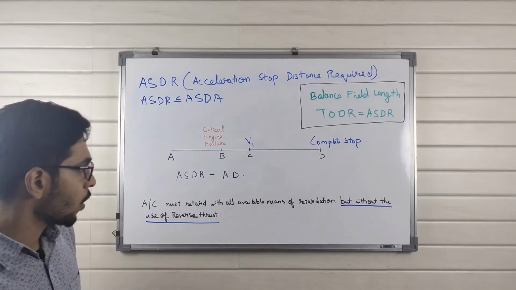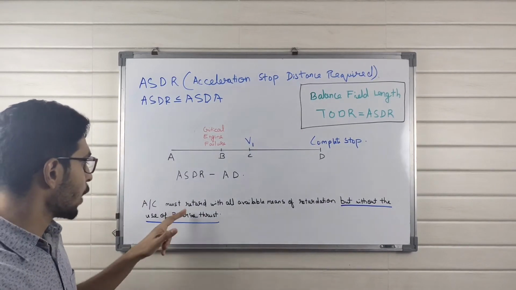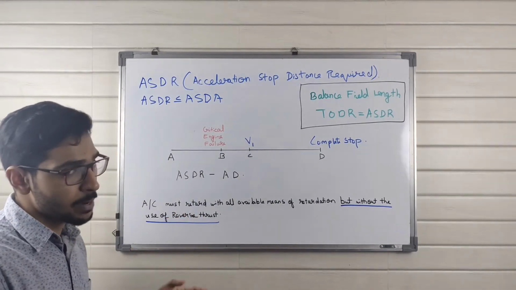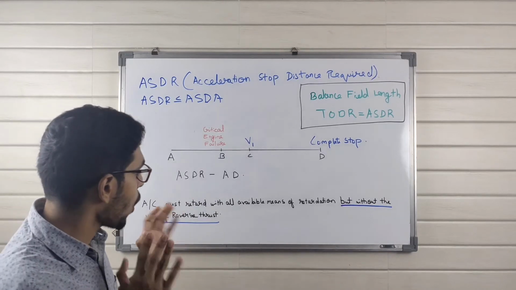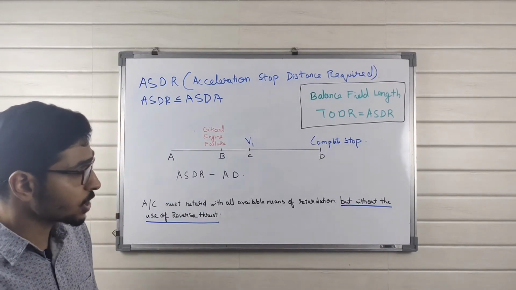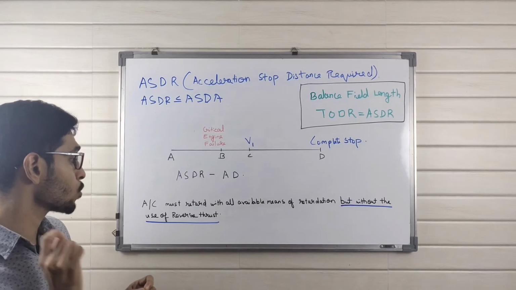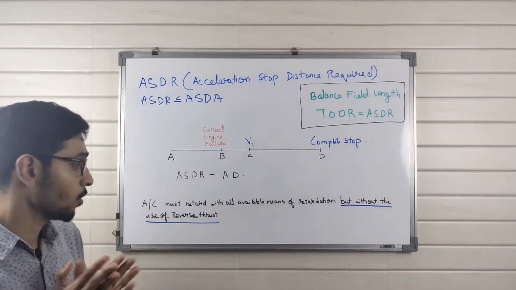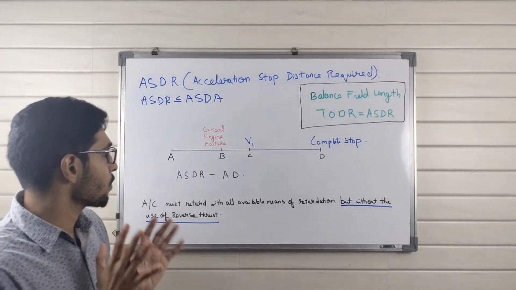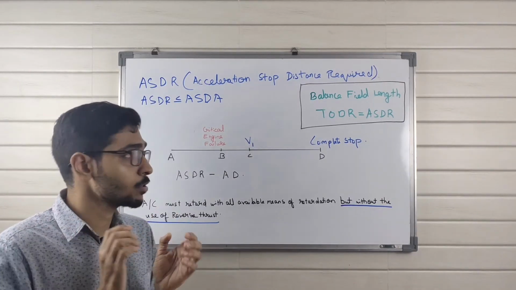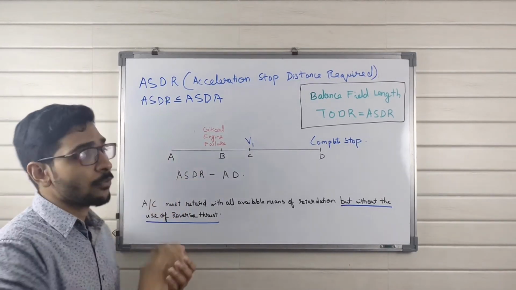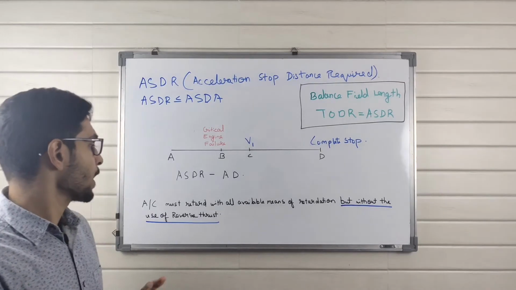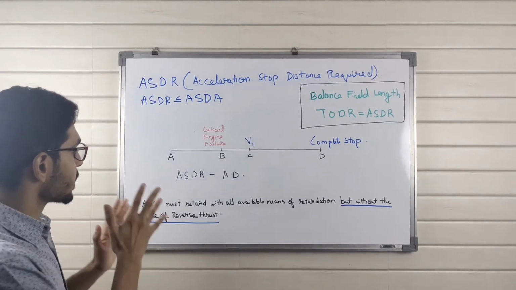One thing to remember is the aircraft must retard. That means it must decrease the speed with all available means of retardation, but without the use of reverse thrust. So even without the use of reverse thrust, the aircraft must be able to stop before the end of ASDR. So that is it regarding this.